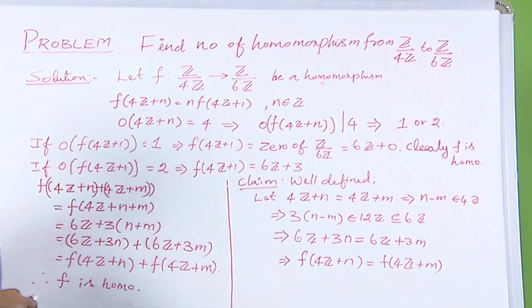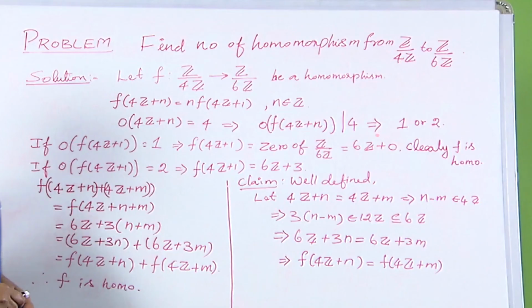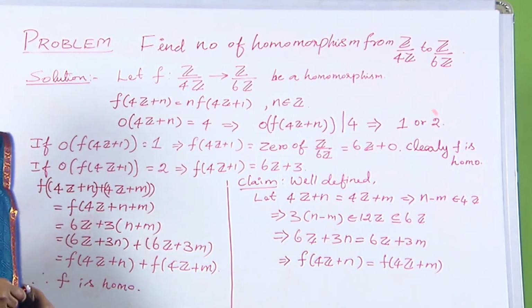Because it is a homomorphism, f of 4Z plus n is equal to n times f of 4Z plus 1, where n belongs to Z. This is by virtue of the homomorphism property. Now the order of f of 4Z plus n divides 4. So the only possibility here is 1 or 2. We have to find an element whose order divides 4, which can be 1, 2 or 4.